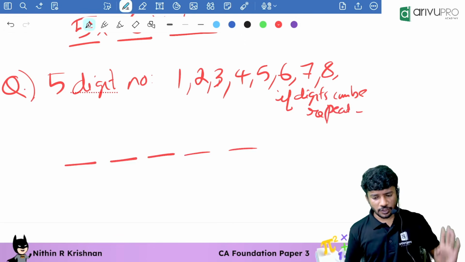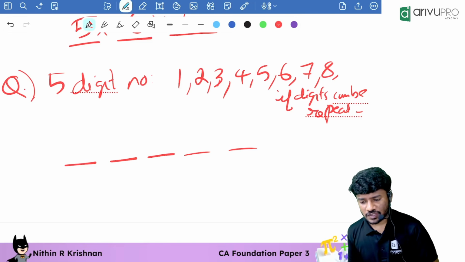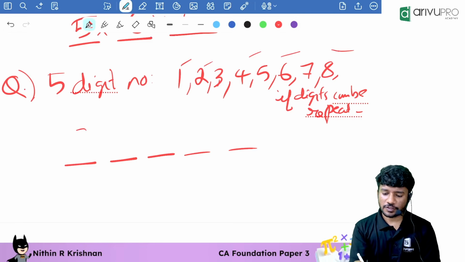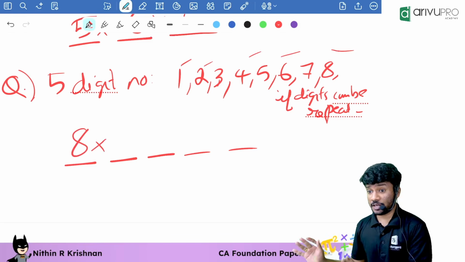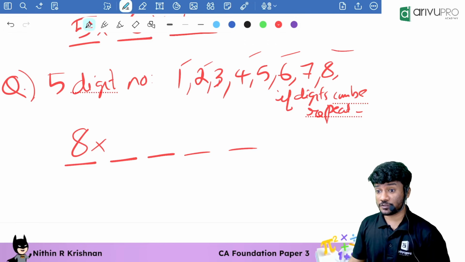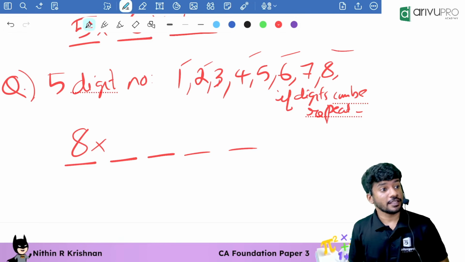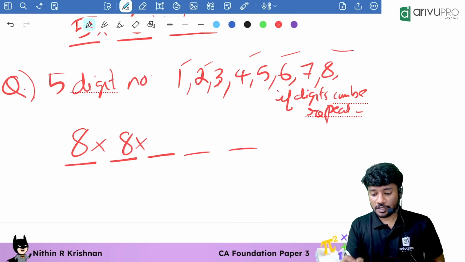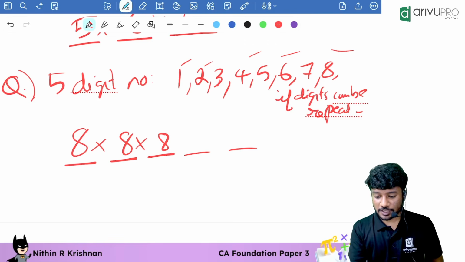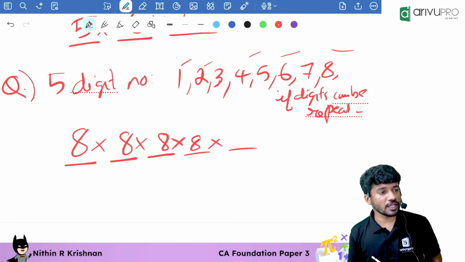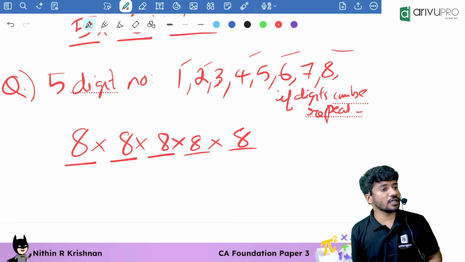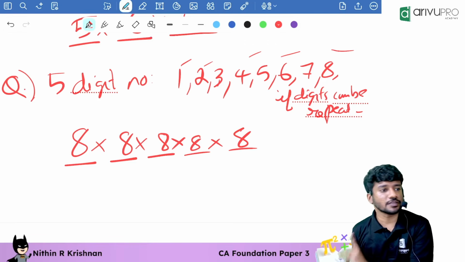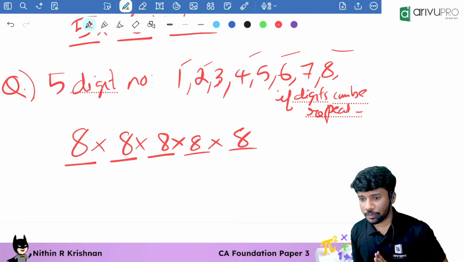That means, Shruti, you tell me, how many people can sit in the first place? All the 8 people can sit in the first place. Since digits can be repeated, whoever already sat in the first place can also sit in the second place, right? That means how many people can sit in the second place? All the 8 people can sit. Then all 8 can sit in the next place also, and the next, and the next. It will be 8 into 8 into 8 into 8 into 8. That is the answer. Are you getting the point?